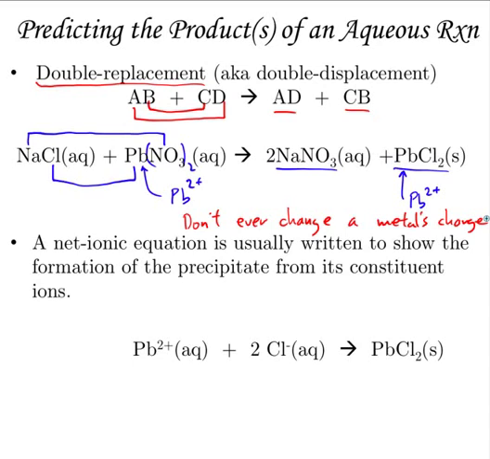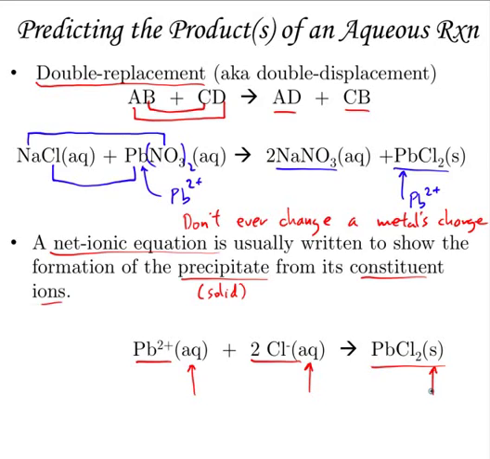Okay, the next type of equation, something very related to this, is called a net ionic equation. And a net ionic equation is usually written to show the formation of the precipitate. Precipitate is just a fancy name for the solid that's formed in a reaction. And basically, a net ionic equation shows the formation of the precipitate, in this case lead 2 chloride, from its constituent ions. And that's basically going to be lead 2 plus combining with 2 chlorides. Okay, so it's always aqueous plus aqueous goes on to form the solid.